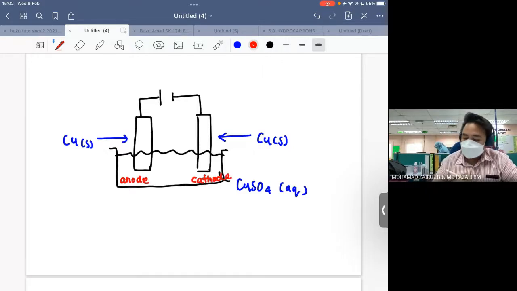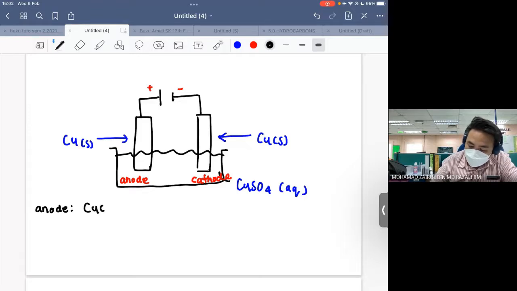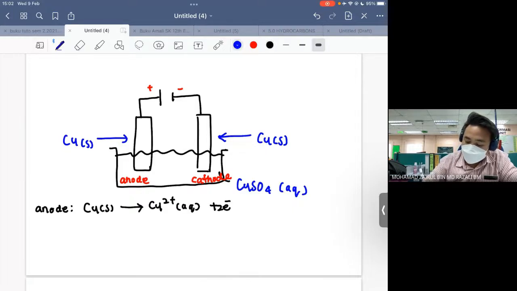and this one is going to be the cathode. So kalau awak ingat semalam, kita belajar tentang the function of the active electrode itu. The active electrode will participate in the redox reaction. So for this case, at the anode, the copper electrode itself will release its own electron to form a copper 2+ ion. The electron released will travel through the wire, and then get accepted by the cathode.